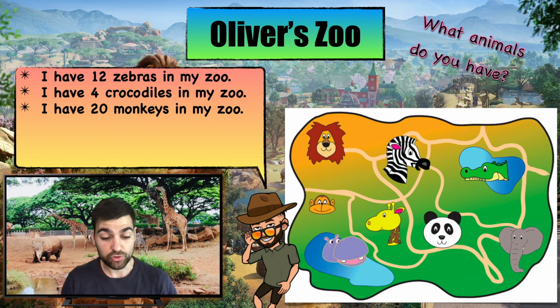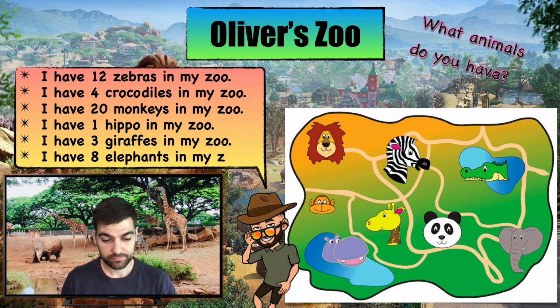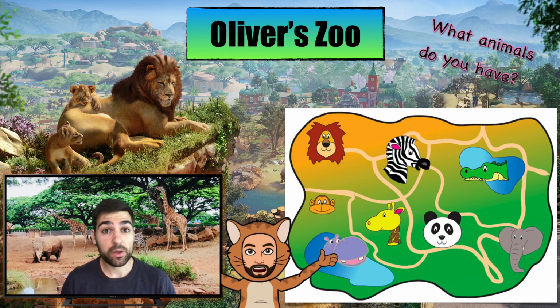And what about hippos? Do you have hippos in your zoo? I have 1 hippo in my zoo. Okay. What about giraffes? I have 3 giraffes in my zoo. Wow, 3 giraffes. Can you imagine that? Okay, finally, what about elephants? Do you have elephants in your zoo? I have 8 elephants in my zoo. Wonderful! So we just learned about the animals that Oliver has in his zoo. But what about the other animals that we learned? Let's ask Oliver about those animals too.